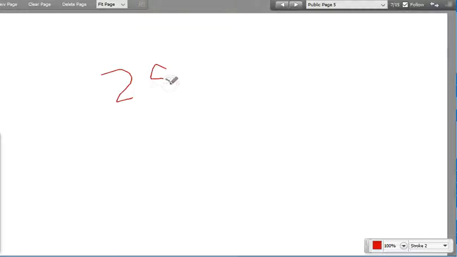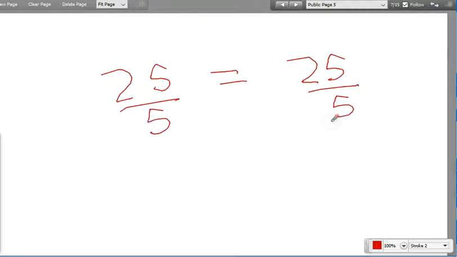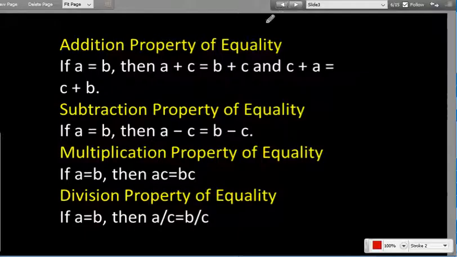So let's say we have 25 equal to 25. If I divide the left side by 5, I also have to divide the right side by 5 to keep the equation equal. Okay, so these properties of equality, these are super, super important. When we solve equations, we have to follow the properties of equality. Okay, so whenever you solve an equation, this is really important.